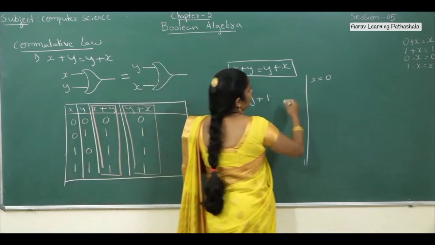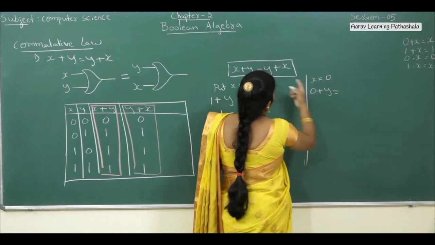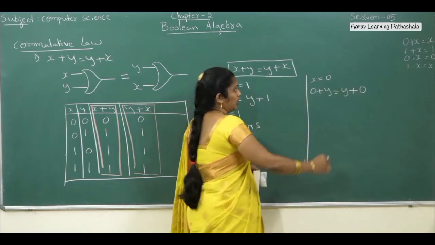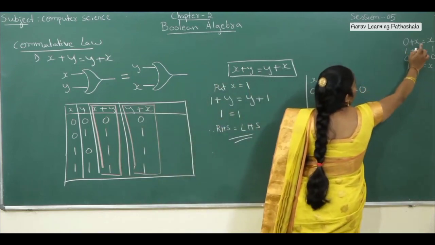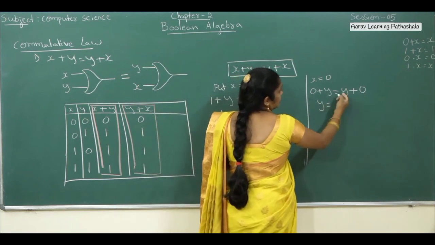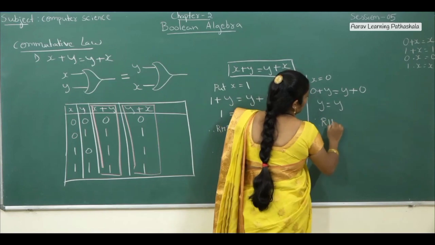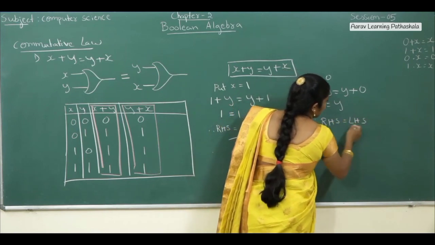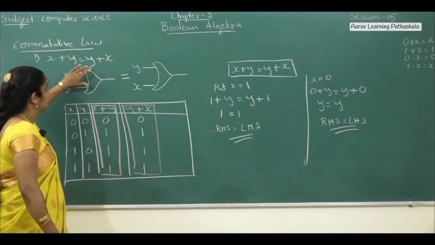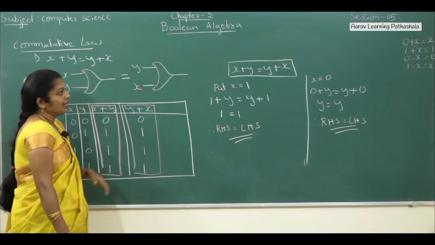Now on the place of x, write 0. Then 0 plus y equals y plus 0. In the law of addition, 0 plus x is nothing but x. In this case, 0 plus y is nothing but y, and y plus 0 is nothing but y. Therefore, the right hand side value equals the left hand side value. This is your first commutative law. If I interchange x plus y and y plus x, then also we will get the same result.